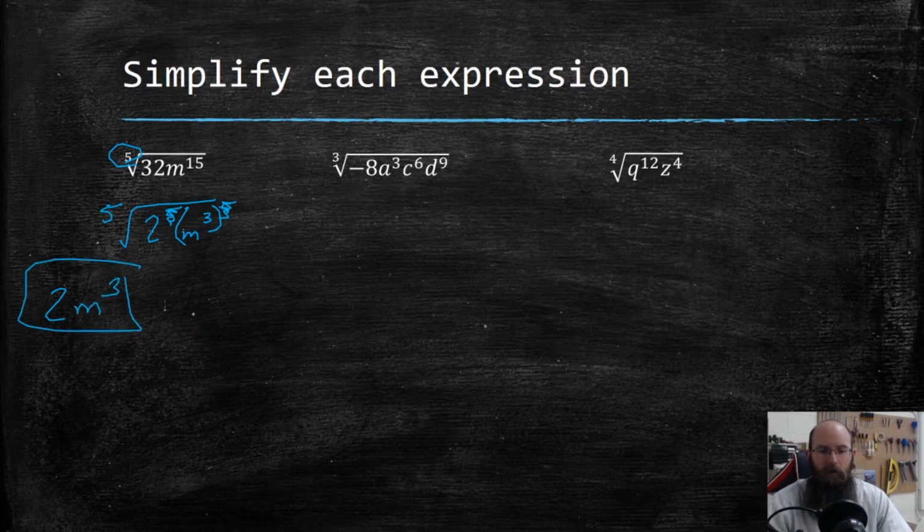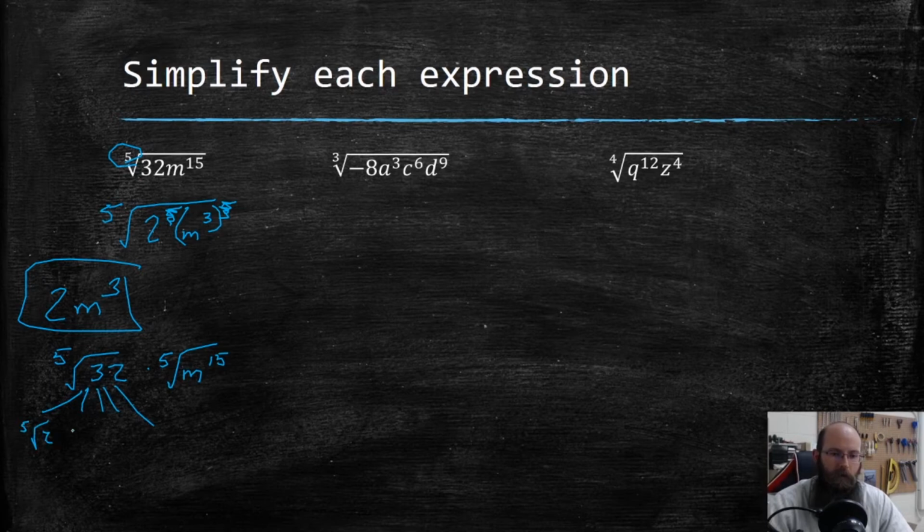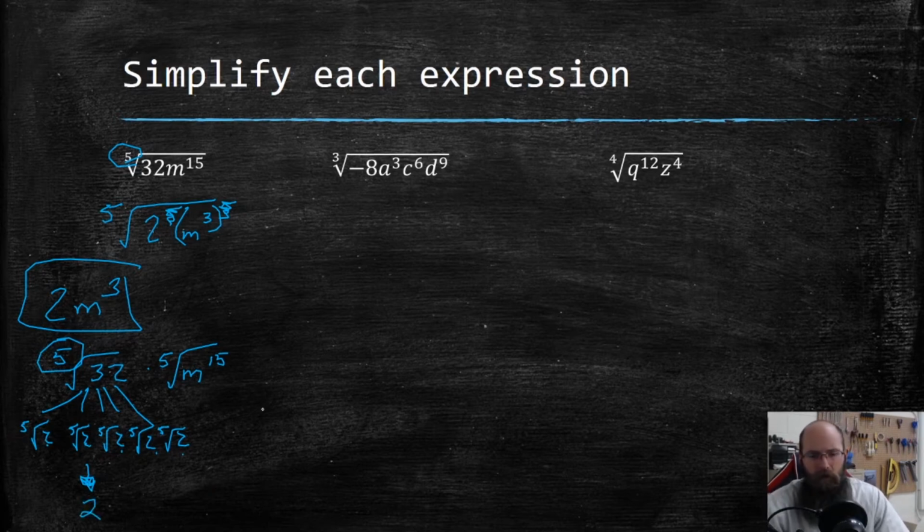Okay, that's my answer. But let's look at this another way. I'm going to split this thing up a little bit. The 5th root of 32 and the 5th root of m to the 15th. I need to try and split this thing up. 1, 2, 3, 4, 5. 5th root of 2, 5th root of 2, 5th root of 2. Oof, there's so many of these things. There they all are. So since I have 1, 2, 3, 4, 5 of them, that's all I need because that's what my index is. Means I can get out one normal one of them. I get a normal 2. My m to the 15th, similar setup. So I have m cubed, m cubed.